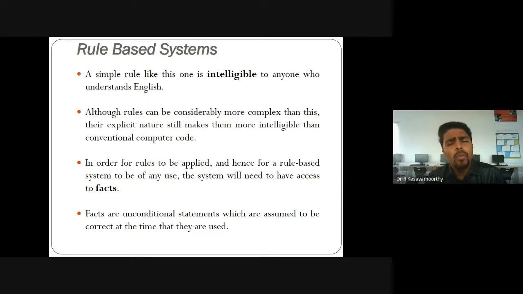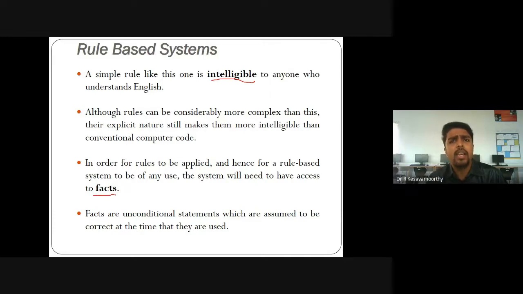And a simple rule like this, if you see, it is very intelligible, which means anyone who understands English will be able to understand this. But of course, rules written for a complicated system will also be complicated, will be of high complexity level. But that rule will also be easier to understand than any programming codes. Okay, but for these rules to be applied, we need to have something called fact. What is that fact then?